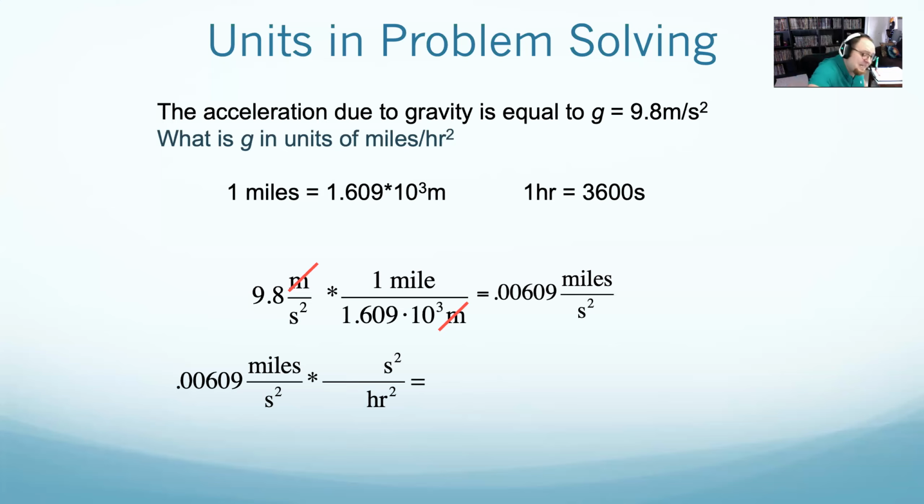But in this beginning bit, the second squared is in the denominator. And so if I want to cancel out second squared, I have to put it in the numerator to cancel out.